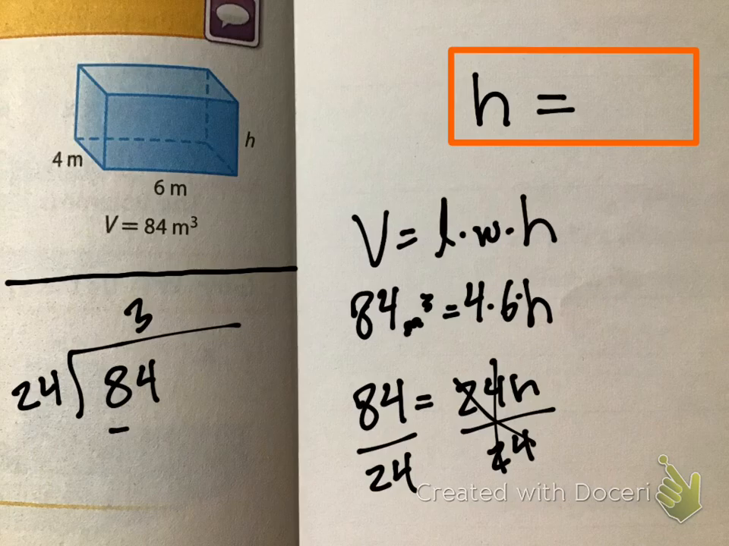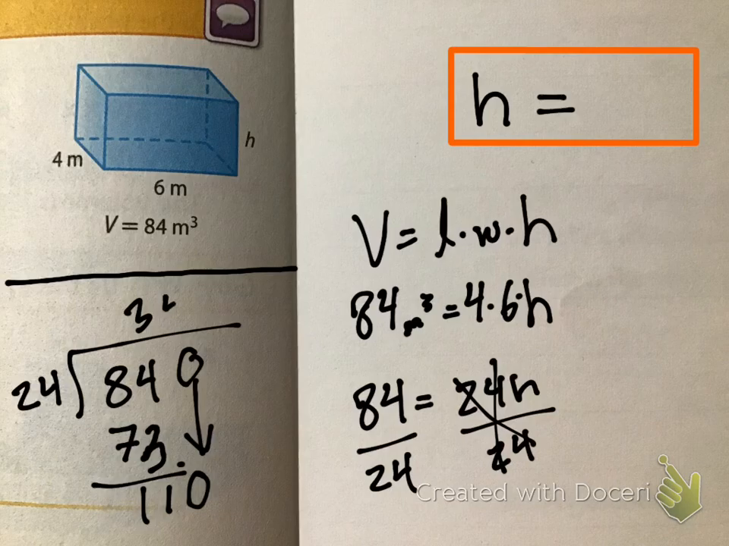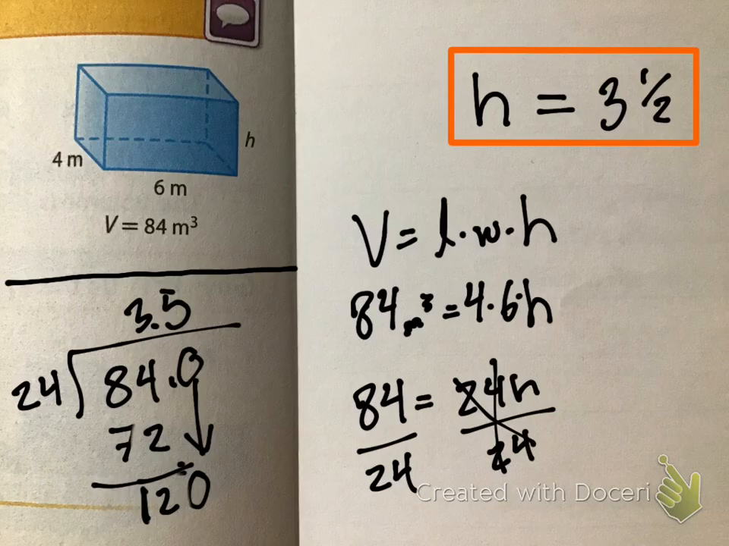That would be 72. Subtract, 1, 2, we bring down our 0. And that goes in 5 times. So our height is 3 1/2, or 3 5/10, or any sort of thing. I was right the first time. I thought it was 72, but I got all weird. Okay, 72, which is fine because there we have it. 120 makes more sense anyway. But there we've got our problem. We still get our height to be 3 1/2.